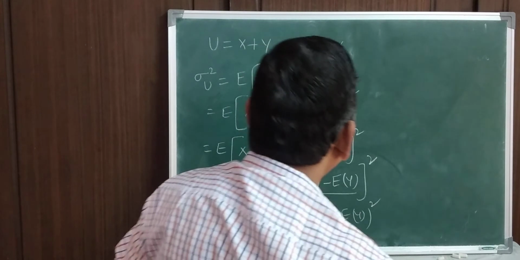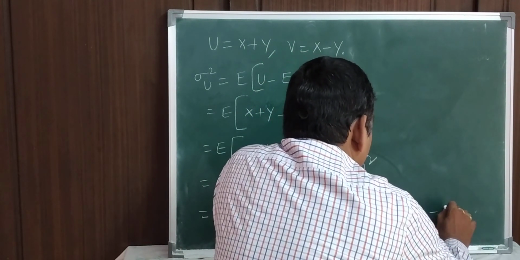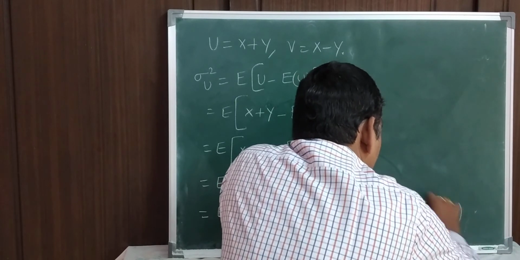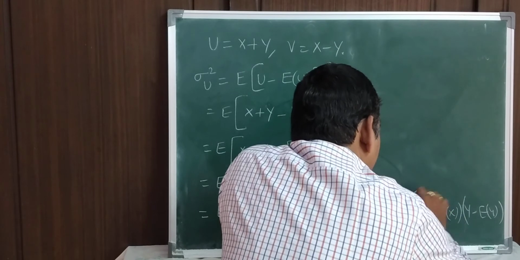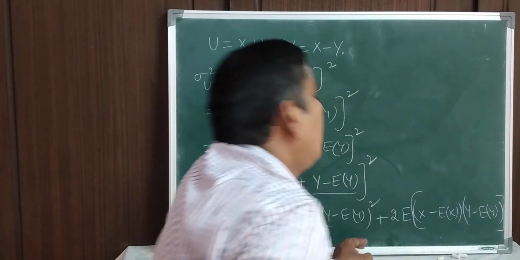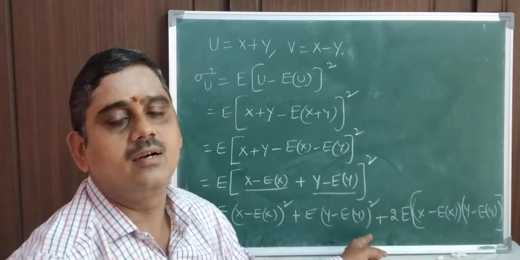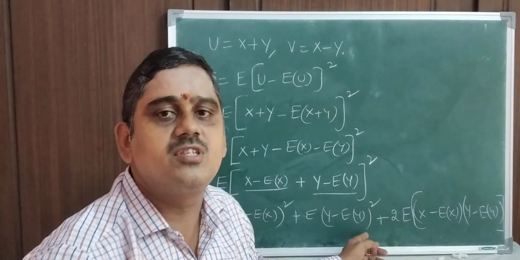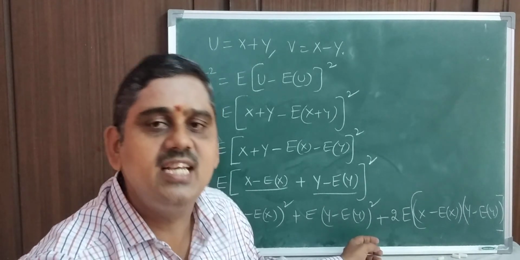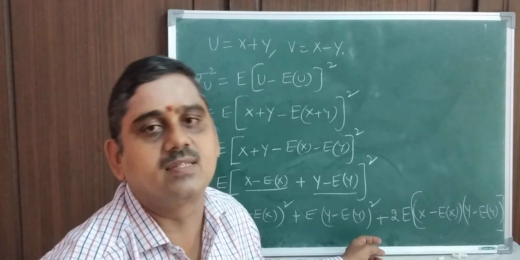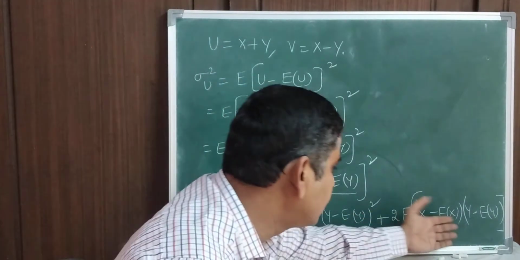Next, plus 2 into expectation of x minus expectation of x into y minus expectation of y. Am I right? Because of the 2ab term, 2 is a constant and I am taking it outside. I have explained a number of times that expectation of cx is equal to c into expectation of x. That's what I have considered. So 2 I have taken outside, and this is the value now.